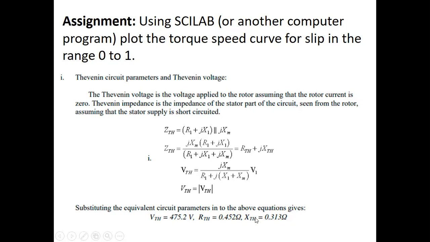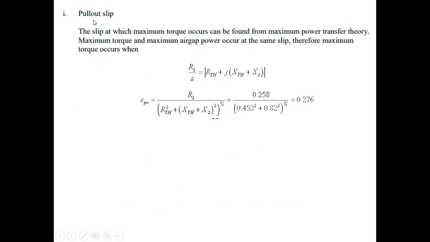Now, there is a part 2 of the question, and part of it is in form of an assignment to use Scilab. For now, we limit ourselves to Scilab to plot the torque speed curve for the slip in range 0 to 1. So based on this part of the equation, we can now determine part 2. Part 2 was the pull-out slip, the slip at which maximum torque occurs.